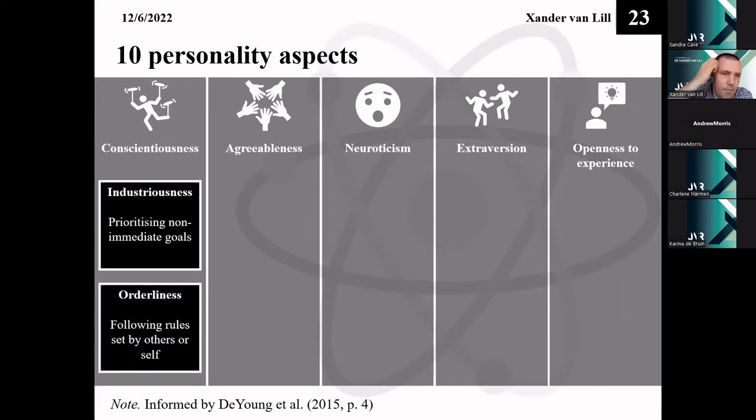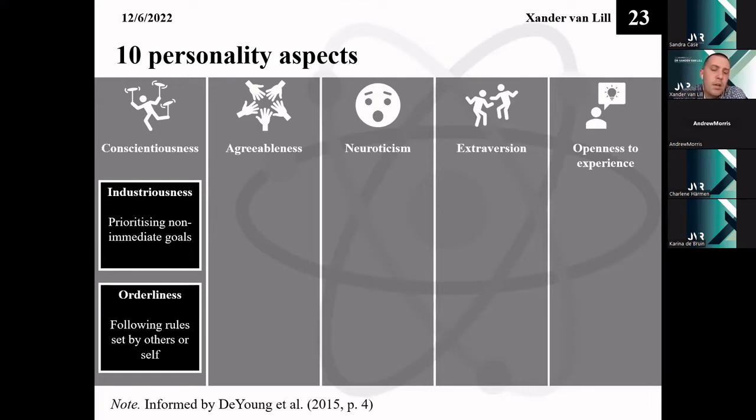Okay, so firstly, conscientiousness can be divided into industriousness and orderliness, where industriousness refers to the degree to which we are able to prioritize non-immediate goals and not enact our immediate impulses, but strive for those longer-term things. And orderliness, differentiated from industriousness, is more akin to following self-set rules or rules set by others. So there's a dependability type of thing related to conscientiousness.